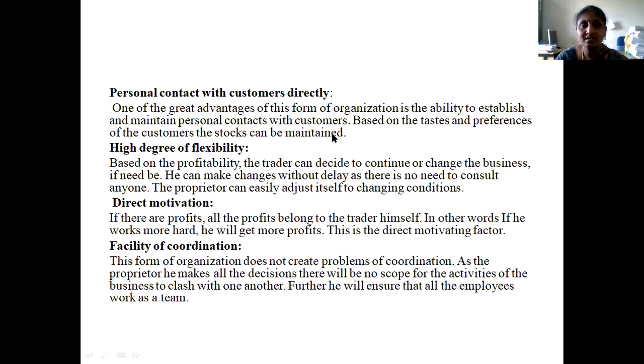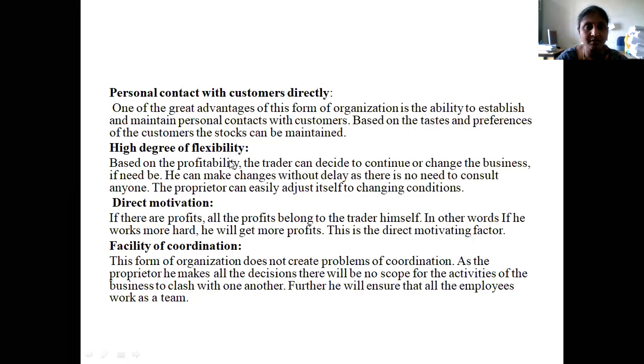Based on the tastes and preferences of the customer, the stocks also can be maintained. When you maintain personal contacts, you can get to know their interest and taste. Based on their interest and preferences, you can maintain the stocks also. That is also one of the advantages.